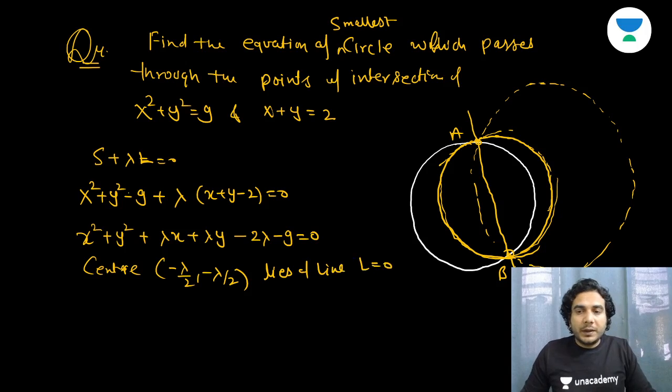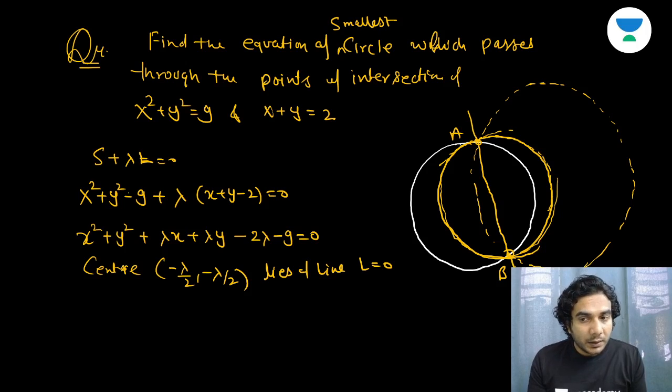First, we need to figure out that the smallest circle is the circle whose diameter is AB. Then how to use it? You need to put the coordinates of the center of the circle, which you have written in general form, S1 plus lambda L, in the equation of the line, because that line is the diameter. So the diameter always passes through the center, all right? In that way, you'll get lambda.